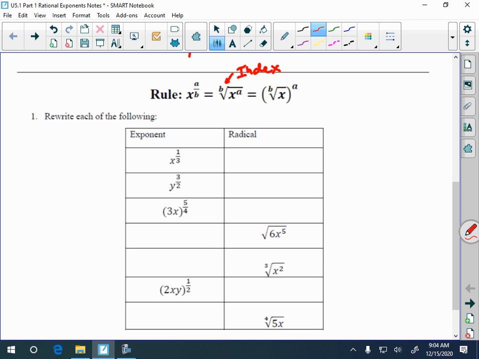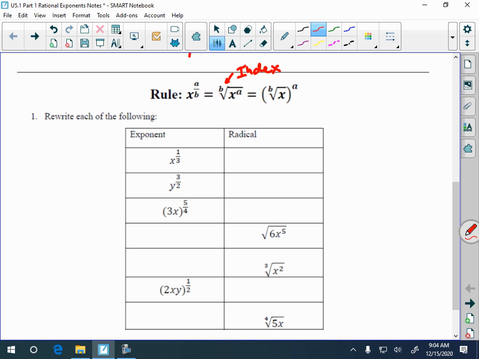And then the numerator, that a, becomes an exponent on the base. It can go on the inside, or you can put the whole thing in parentheses and move it on the outside. So I showed two different ways. Sometimes we want to use the parentheses, and sometimes it doesn't help to put the parentheses in there. All right, so I'll give you some examples when we do these problems. So we're going to convert from one form to the other.